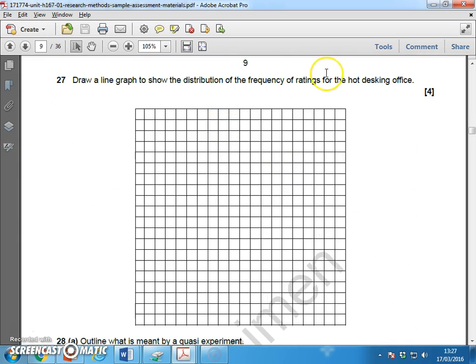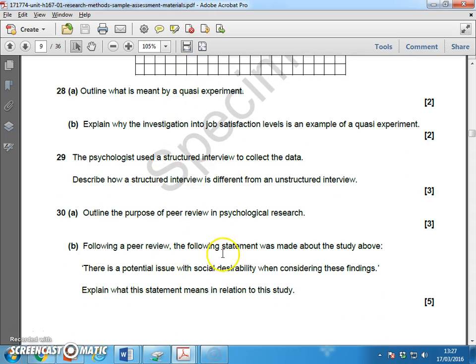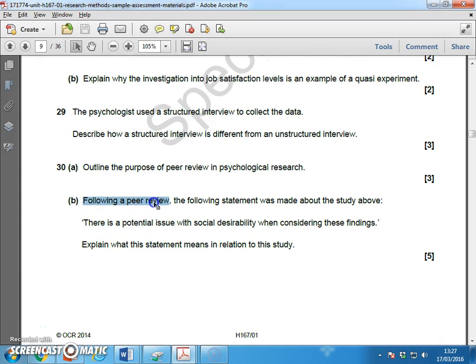Draw a line graph to show the distribution of frequency. So there you go. Drawing graphs, what's meant by quasi-experiments, and some general stuff about you need to be prepared for research reports. The order of a research report goes abstract, and then you've got your background to the study, and you've got your method and your sample, and you've got your results, and then you've got your discussion. Your appendix is at the end, where all your raw data goes, and stimuli and things.